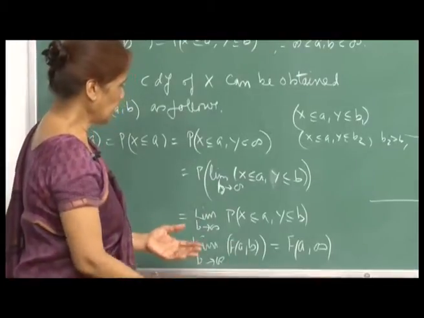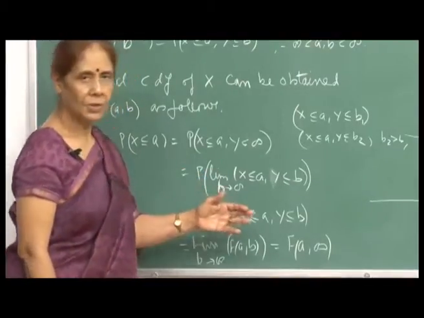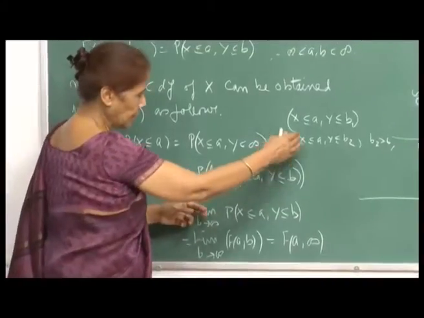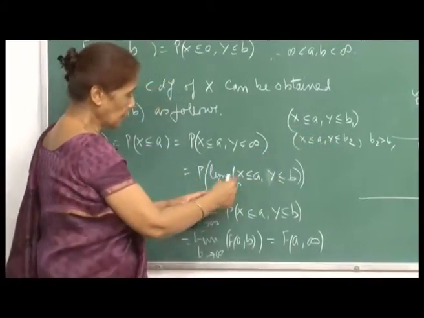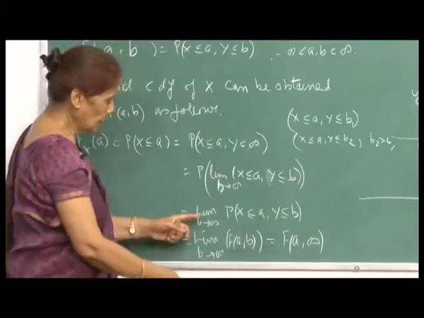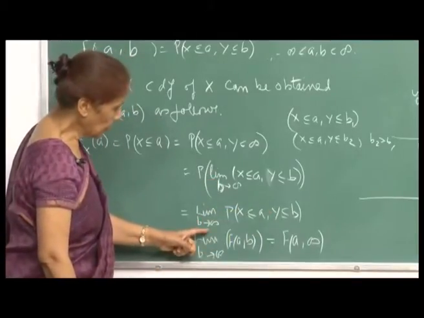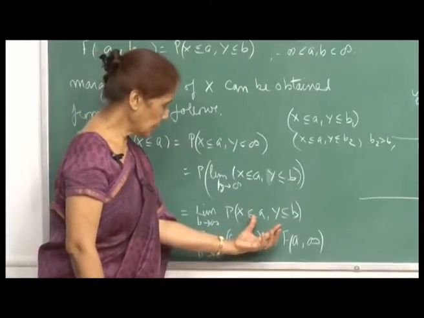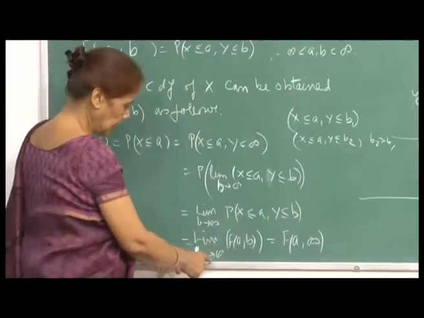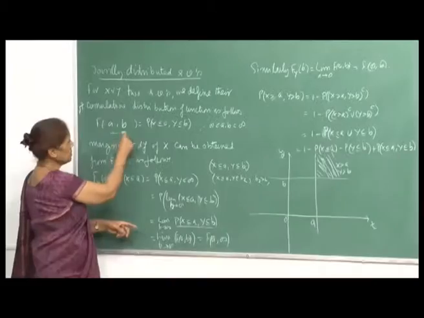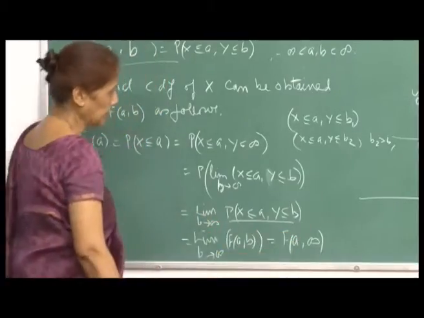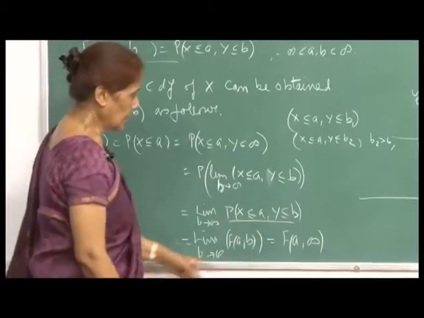If you remember my definition of probability as a continuous set function, I told you that when you have an increasing sequence of sets and you want to take the limit, the probability of the limit is the limit of the probability. So, I can take the limit outside, and this will be the limit as b goes to infinity of the probability of the event X less than or equal to a, Y less than or equal to b. By definition this is the limit as b goes to infinity of F(a, b), which is then F(a, infinity). So, F_X(a) and F(a, infinity) are the same.